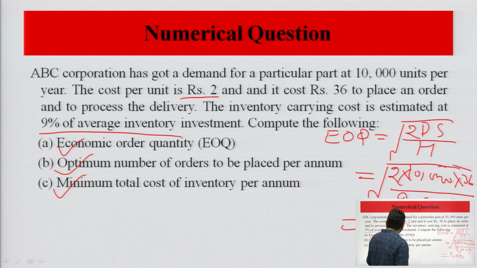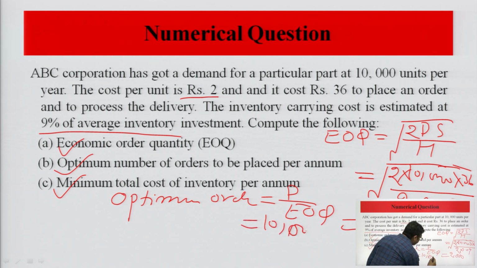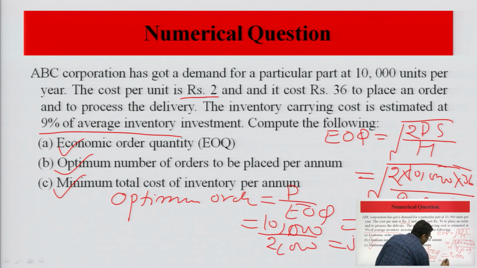Next, it is about the optimum number of orders to be placed per annum. So, what will be the optimum number of orders that we will get? The optimum number of orders is obtained as annual demand upon EOQ. The annual demand is 10,000, and it is upon 2000. So, 5 orders come out.